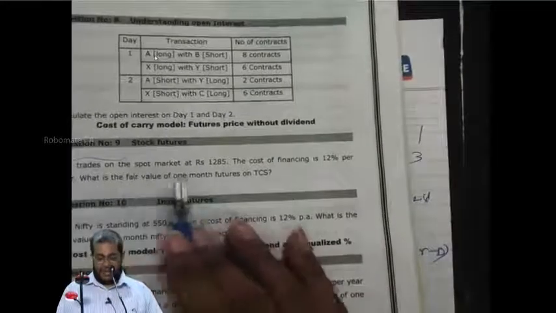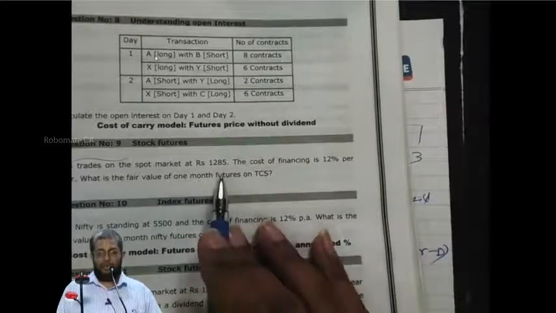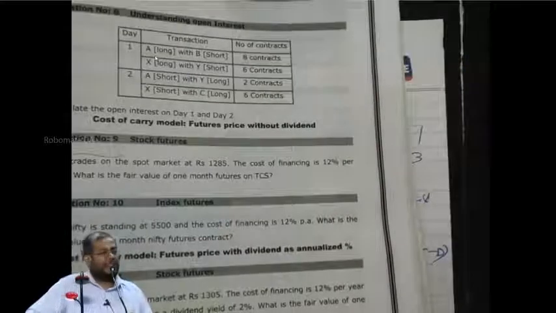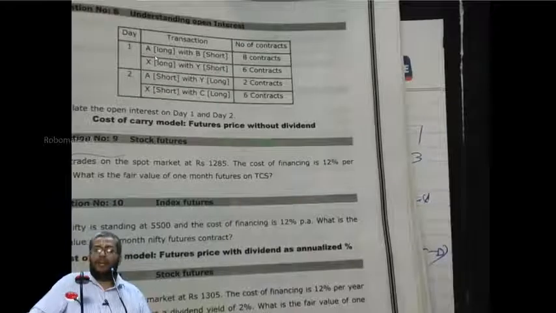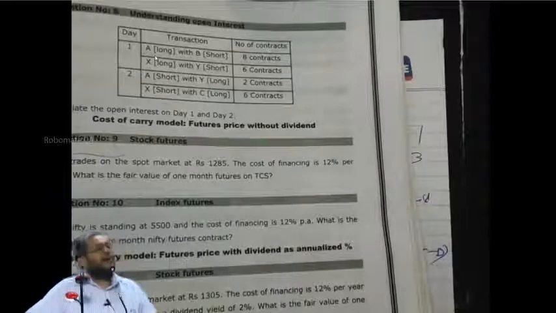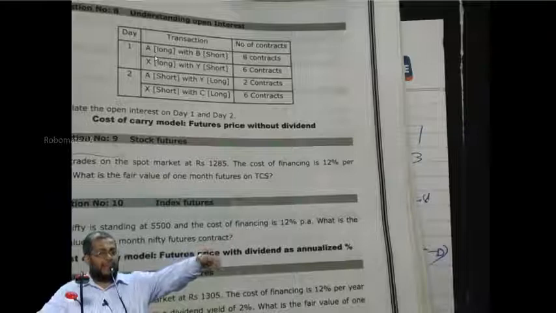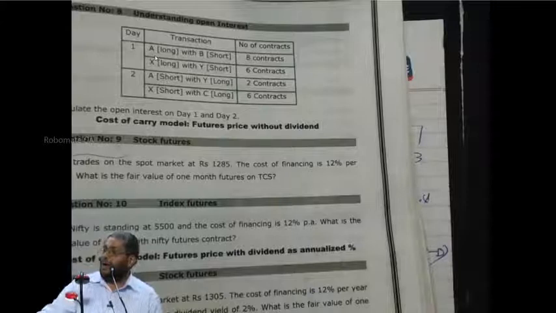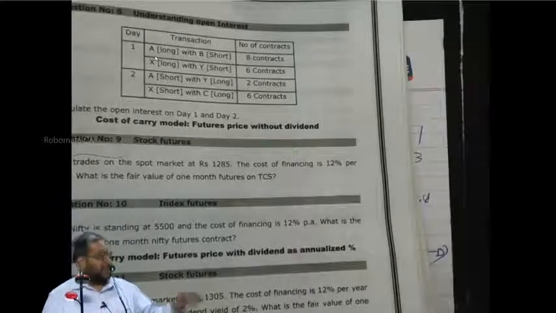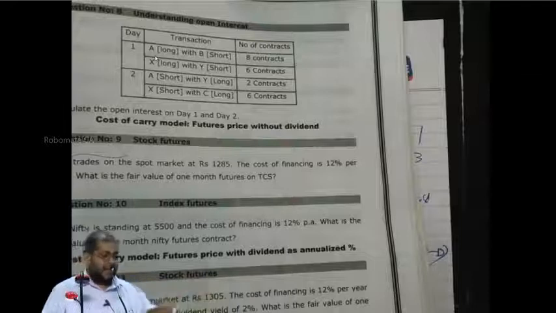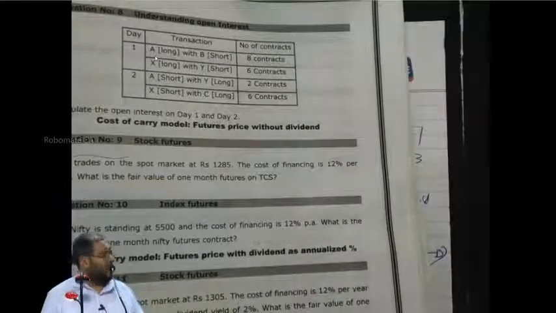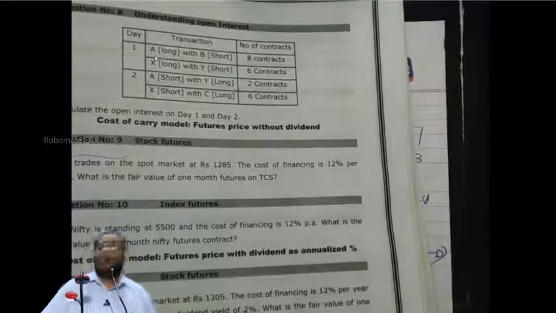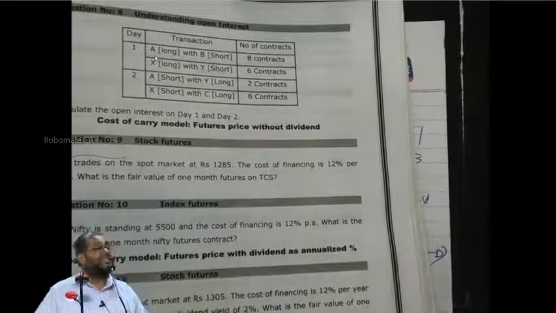TCS trades on the spot market at 1,285. Now, futures is derivative or normal asset? Why is it called a derivative? Future price depends on the spot price. Option also is a derivative, because option premium depends on the spot price of the underlying asset. Always these values come from the underlying asset only. It is called a derivative. Yes or no?